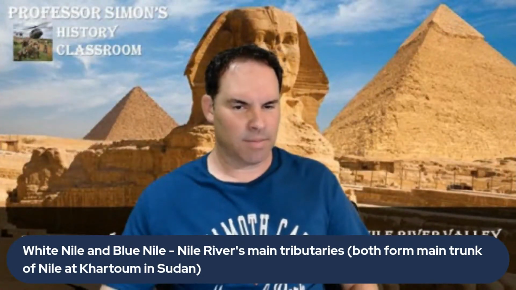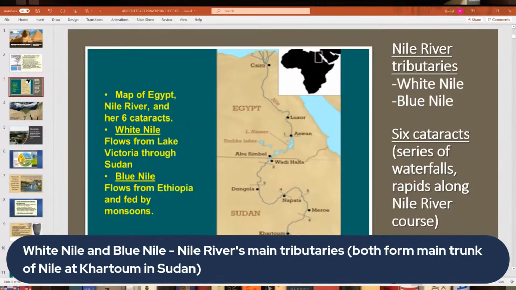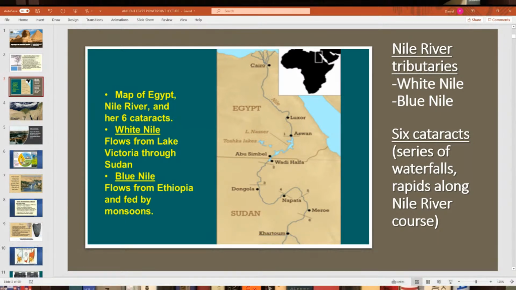The White Nile source is believed to be Lake Victoria, and the Blue Nile source mostly flows from Ethiopia, the eastern part of Africa, predominantly from monsoons that feed it, these rainy seasons. And the majority of the water that goes down the Nile River goes down the Blue Nile. I think 70 to 80% of the water that flows northward goes down the Blue Nile.